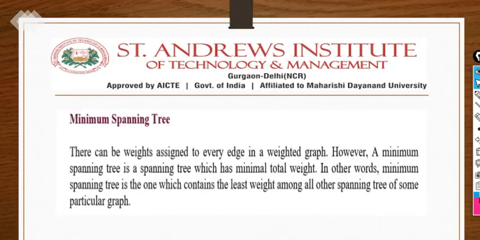So what about the minimum spanning tree? If weights are assigned to every edge of the graph, in a weighted graph, then what could be the minimum cost of the spanning tree? There could be more than two spanning trees, but we have to select the minimum one, the one which provides the minimum cost. We need that spanning tree. For that purpose, we are becoming greedy. That means we are trying to minimize the cost here.